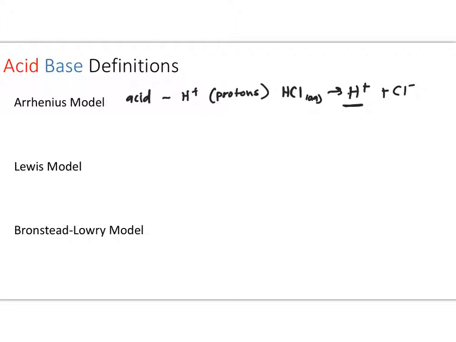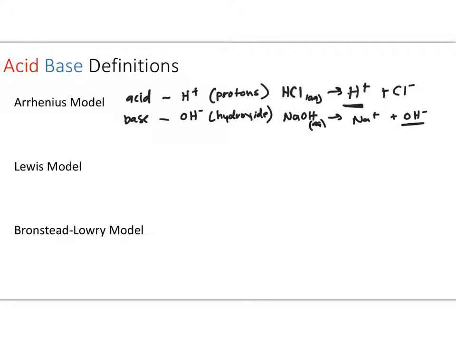So in this context, an Arrhenius acid is going to increase the H+ concentration, or the proton concentration, in solution. Arrhenius bases are going to increase the hydroxide ion that is present in solution. If I take something like sodium hydroxide, it's going to dissociate into sodium ion and hydroxide ion, and you're going to see an increase in the number of hydroxide ions present in that solution. This is the Arrhenius definition.